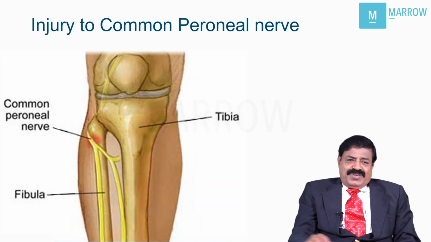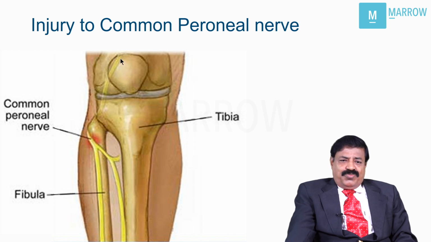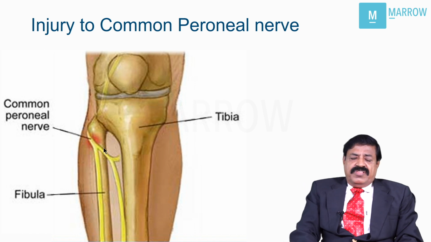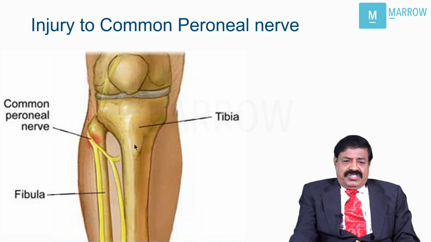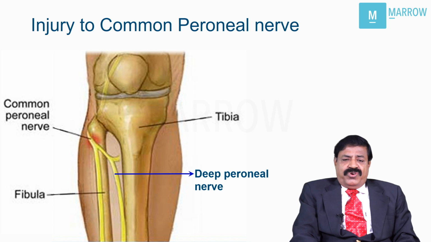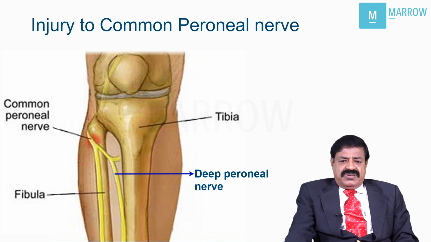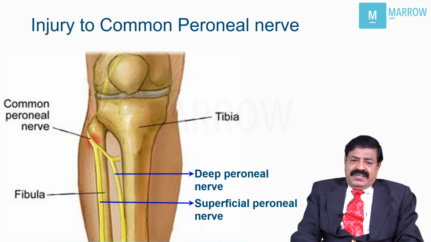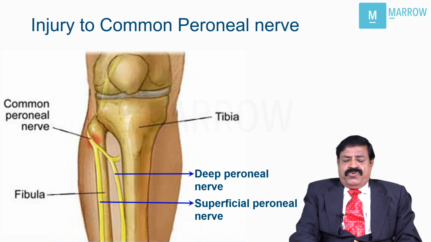Look at this. This is the common peroneal nerve which is in the popliteal fossa. It runs downwards and reaches the head of the fibula. Then it winds around the neck of the fibula, which is a common site of injury to the common peroneal nerve. After winding around the neck of the fibula, the nerve divides into two branches. This one enters the anterior compartment of leg, deep peroneal nerve. The other branch enters the lateral compartment of leg, superficial peroneal nerve, are the two terminal branches of common peroneal nerve.